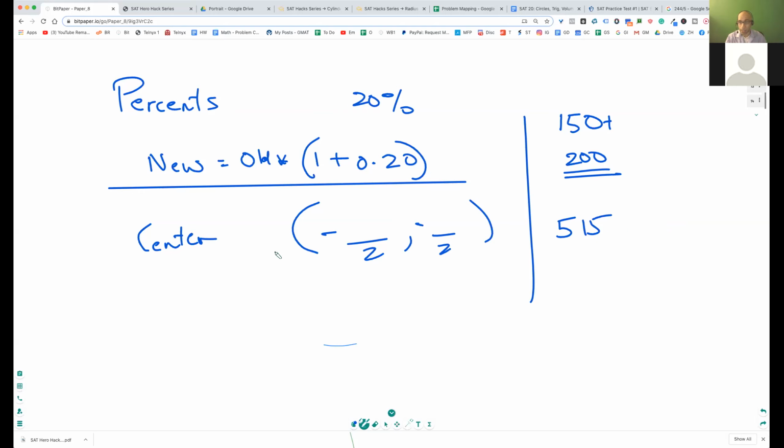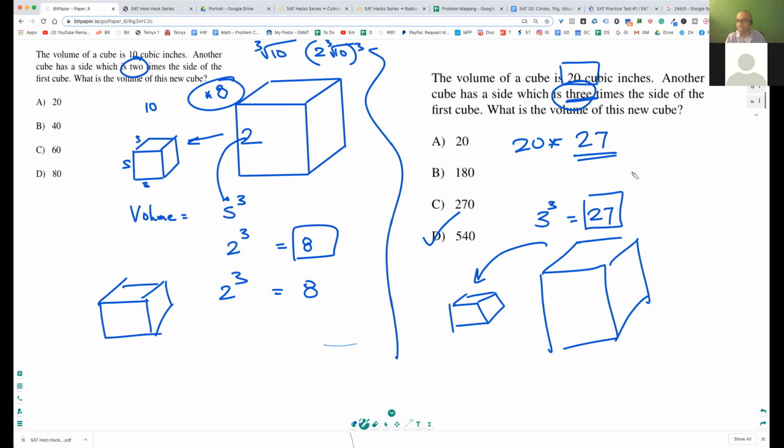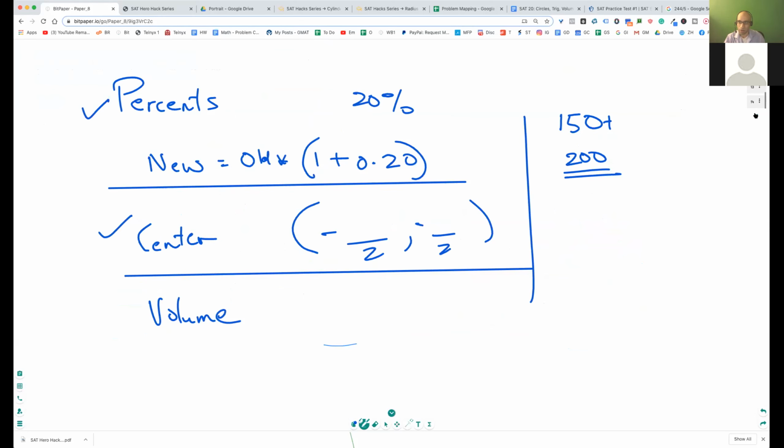So now let's go and solve these problems over here. Let's summarize this. So the percents problem, the center of the circle, and the last one is the volume. So remember, the volume one is important over here. Okay, so the volume is 515. I think it was some relative score over there, so I don't remember the exact score, but something around 500-ish it was.